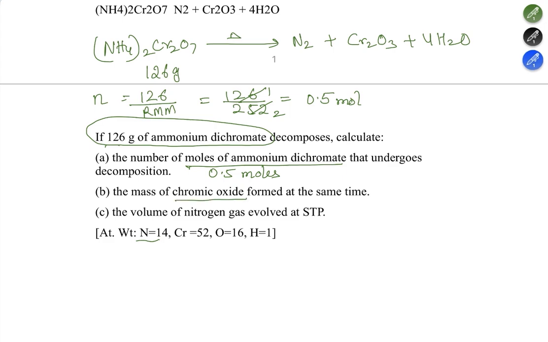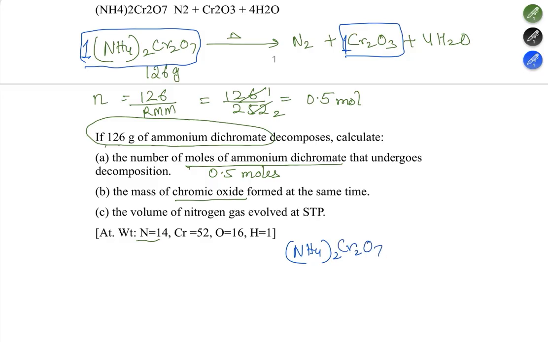Now chromic oxide is my product. If they have given the ammonium dichromate and they are asking for chromic oxide, you have to see the balanced equation mole ratio. In the balanced equation, 1 mole of ammonium dichromate produces 1 mole of chromic oxide. So the ratio of ammonium dichromate to chromic oxide in my balanced equation is 1 mole to 1 mole.